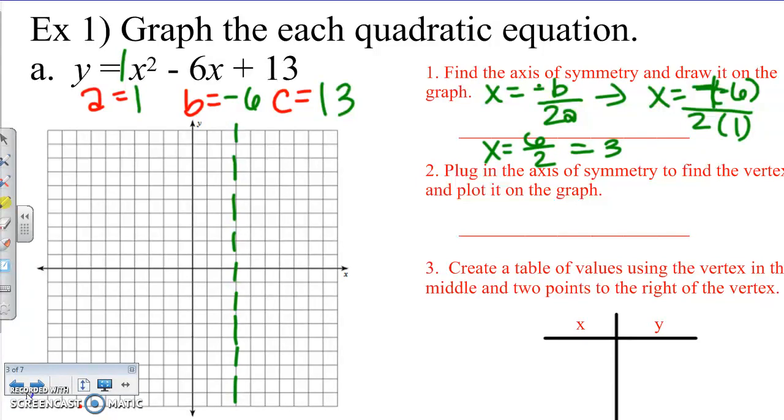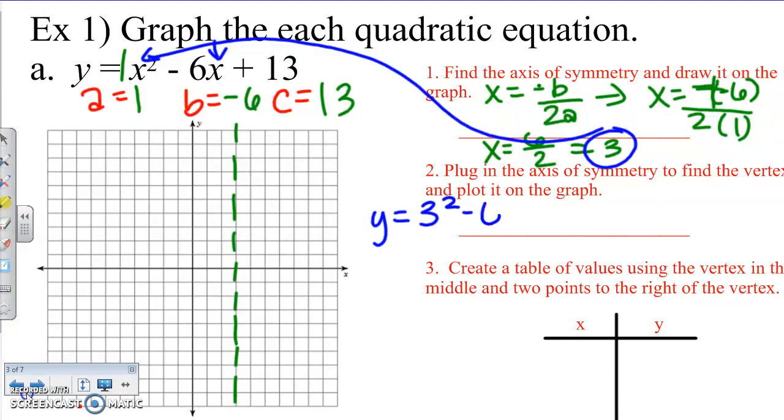Now, we know that our vertex falls on the axis of symmetry. So we can plug in that 3 into our equation anywhere we see x to get the y value of our vertex. So we are going to take y equals 3 squared minus 6 times 3 plus 13. It's going to give me 9 minus 18 plus 13. Negative 9 plus 13, that gives me 4. So my vertex is at the point 3, 4. Here we have it right here.